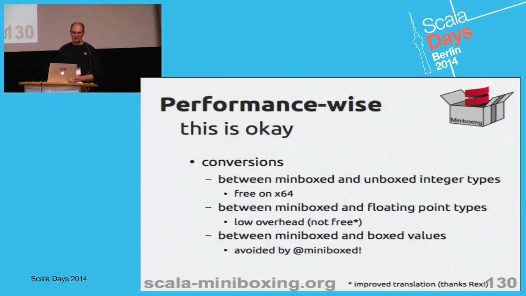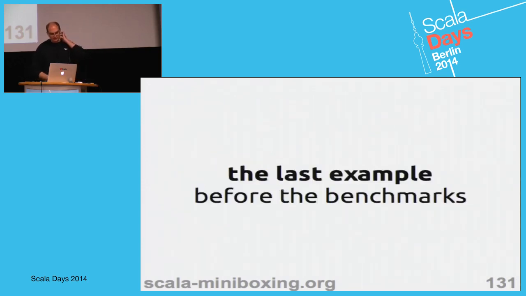Between miniboxed and boxed values, that's what we're trying to avoid. This is the interface between generics on one side and miniboxed on the other side. What do you do in this case? Take whatever is generic, put a minibox annotation on it, and it will run better. We'll have an example.